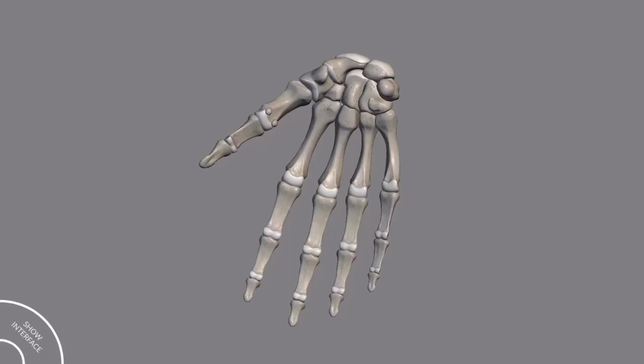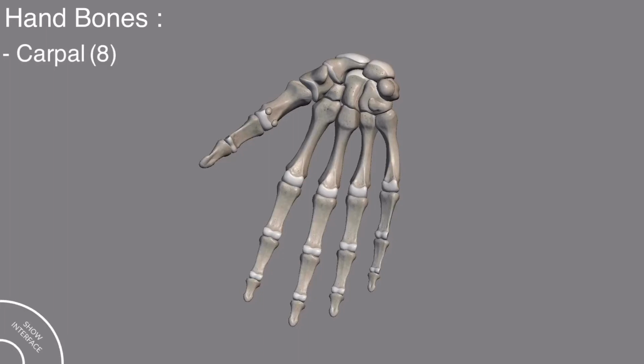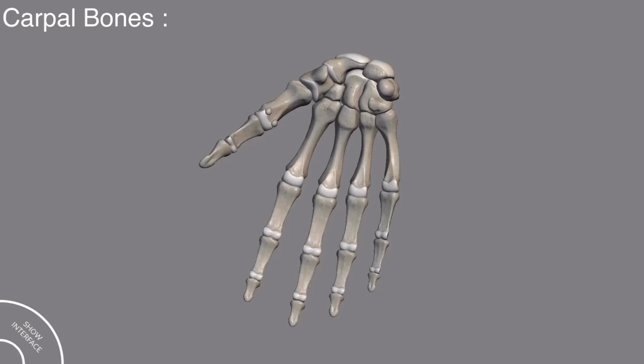In this video, I will discuss the bones of the hand in detail. The hand has carpal bones, metacarpals, and the phalanges. The carpal bones are 8 in number, the metacarpals are 5 in number, and the total number of phalanges in one hand is 14. We will begin with the carpal bones.